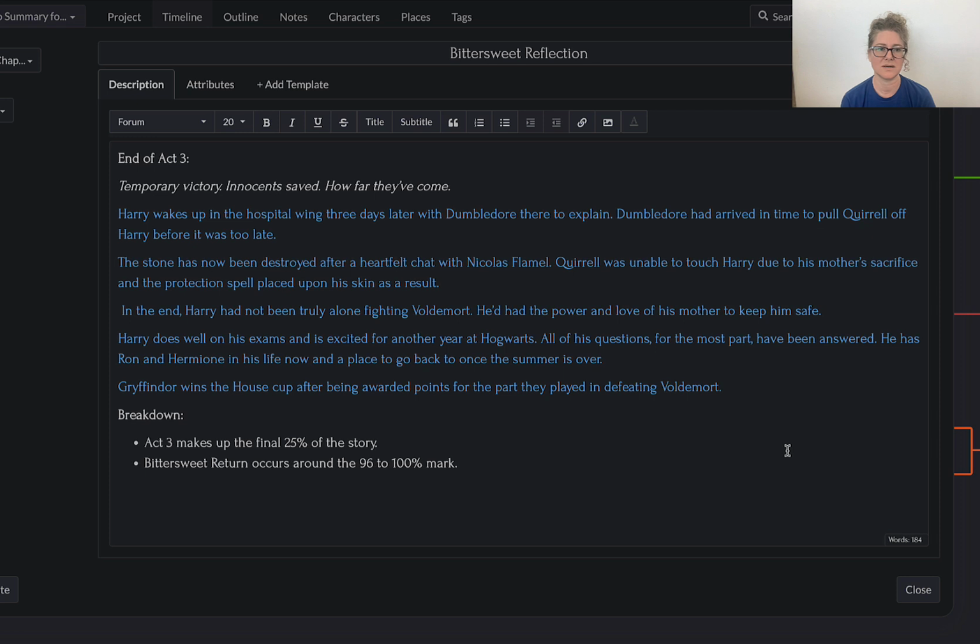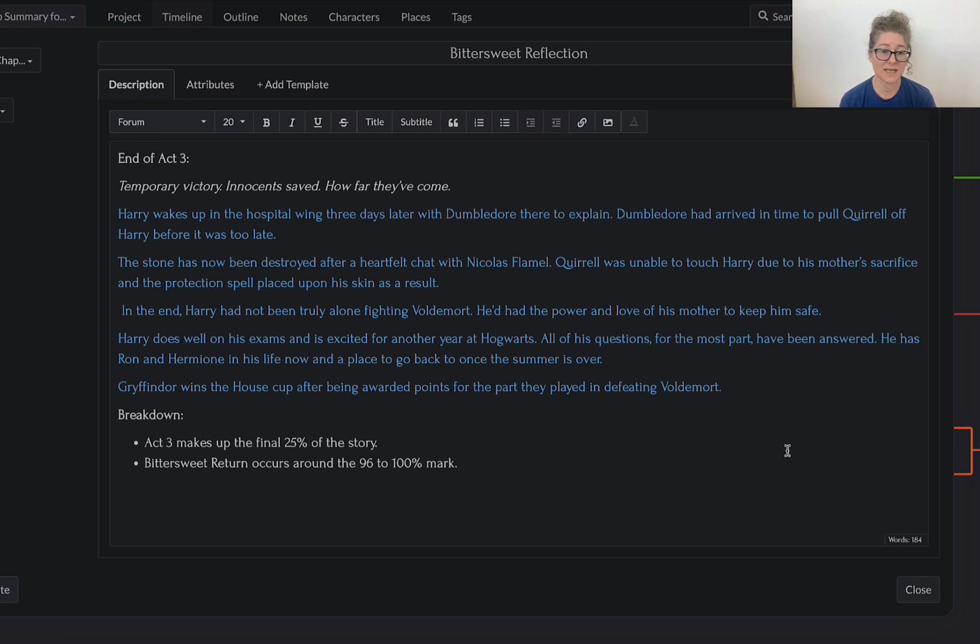Bittersweet reflection. Temporary victory, innocence saved, how far they've come. Harry wakes up in the hospital wing 3 days later with Dumbledore there to explain. Dumbledore had arrived in time to pull Quirrell off Harry before it was too late. The stone has now been destroyed after a heartfelt chat with Nicholas Flamel. Quirrell was unable to touch Harry due to his mother's sacrifice and the protection spell placed upon his skin as a result. In the end, Harry had not been truly alone fighting Voldemort. He'd had the power and love of his mother to keep him safe.